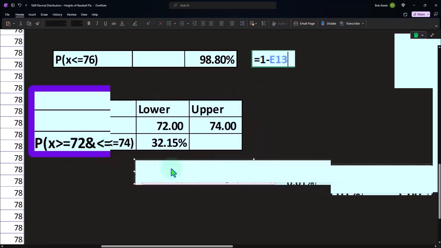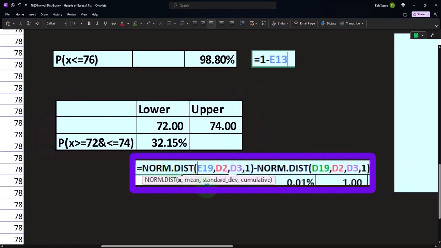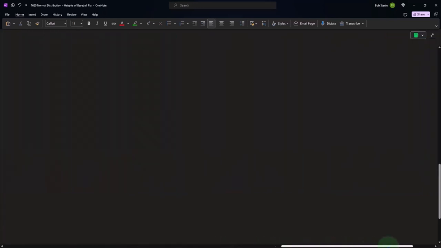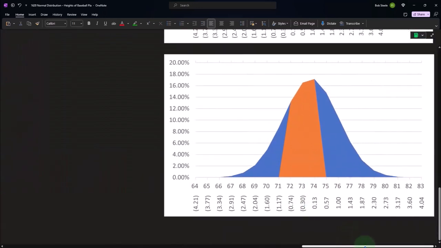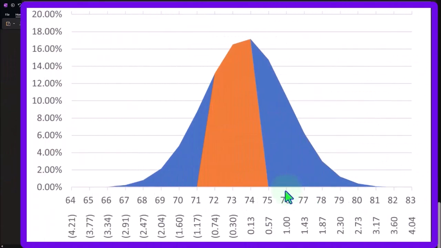If I do the formula for that, we have to do two cumulatives, because if I look at it pictorially, it would look something like this. We're going to say that I want this bit in the middle, but the cumulative function only works that it goes from left to right. So what I have to do is say, I'm going to take the cumulative up to the high point minus the cumulative up to the low point, and that will leave me with the middle bit.